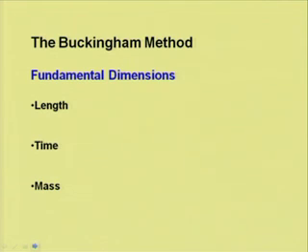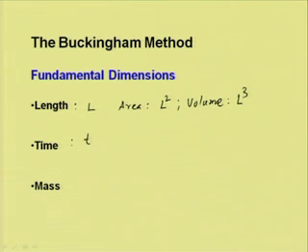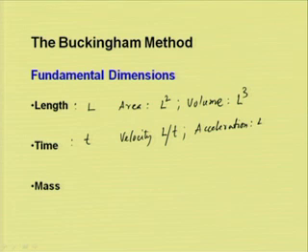So, we will discuss the Buckingham method to obtain the correlations. In this method, first we have to consider certain fundamental dimensions. What are those? Length is one fundamental dimension, which is symbolized as L, and like area we can write L square, volume we can write L cube. Another dimension is time, symbolized as t, and velocity we can represent as length per time, and acceleration we can write as length per time square.